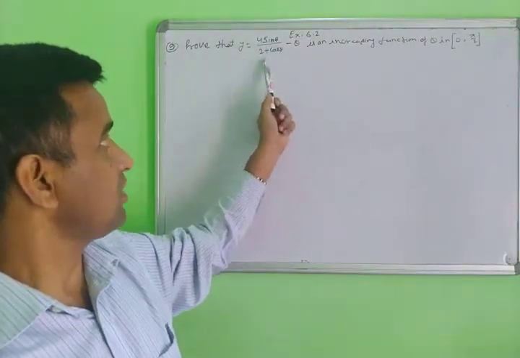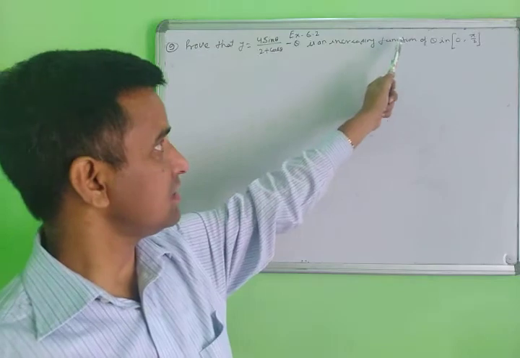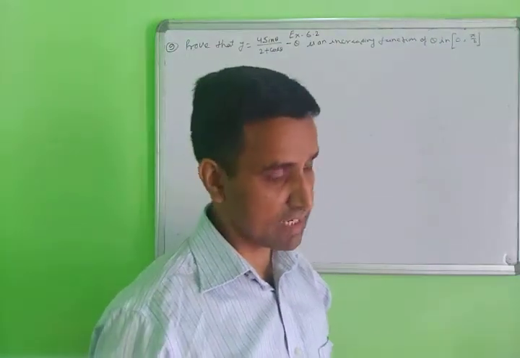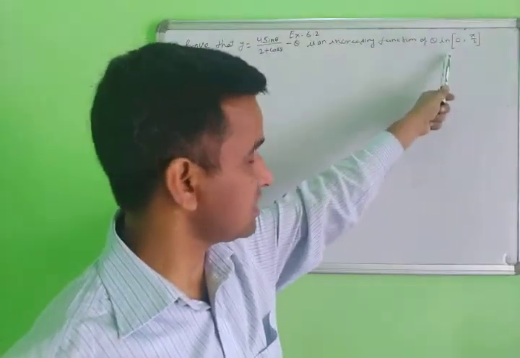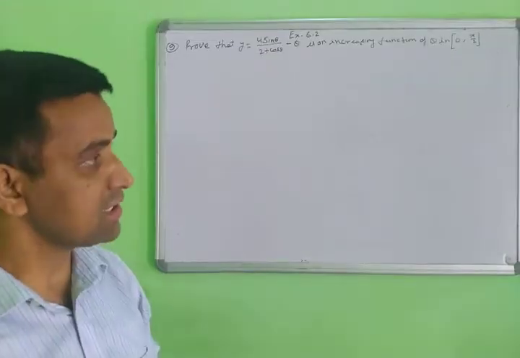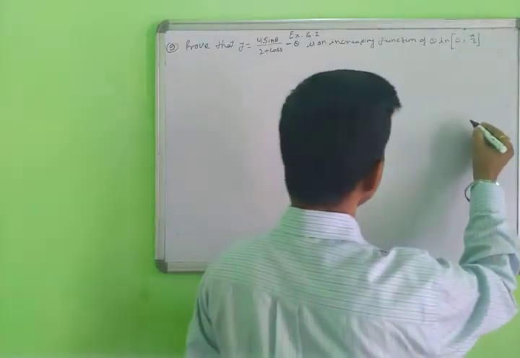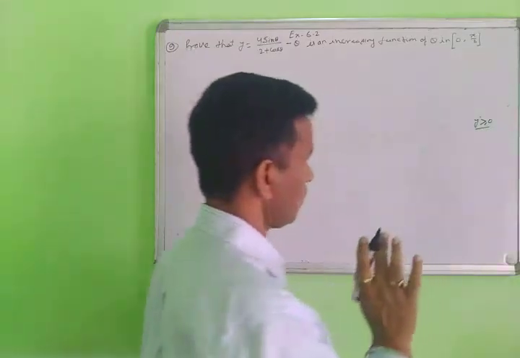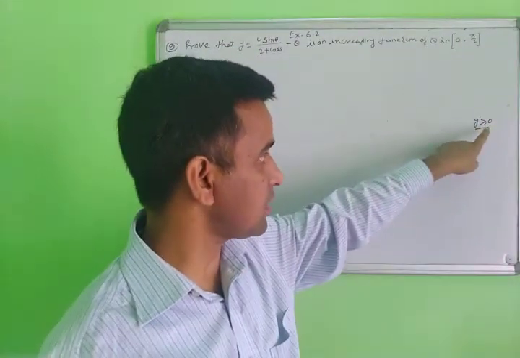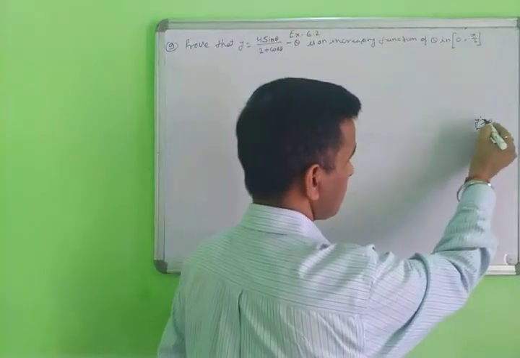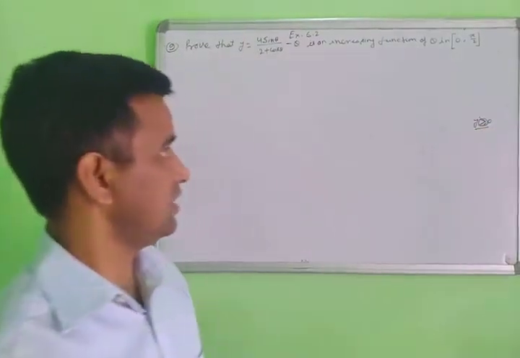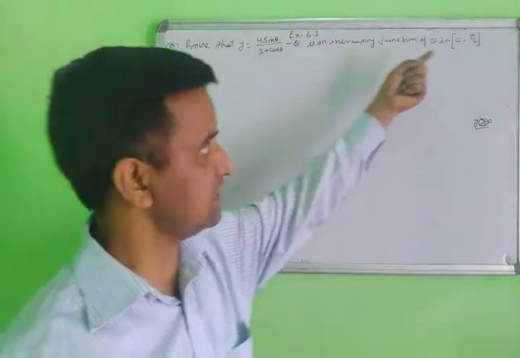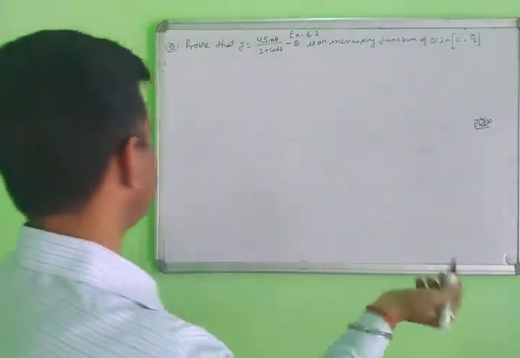Prove that this function is increasing in this interval where theta is 0 to pi by 2. Then we check whether this function is increasing or not in this interval. If it is increasing, then we will check that y dash is greater than or equal to 0. Only you will check y dash greater than or equal to 0, the increasing condition. If this is proved, then you can say this function is an increasing function in this interval. So now start the solution here.